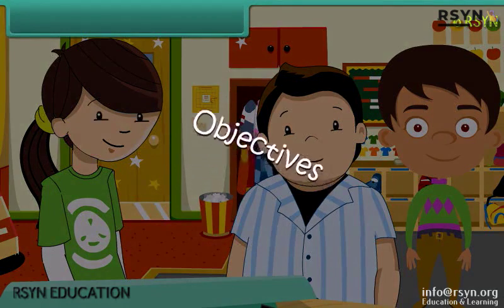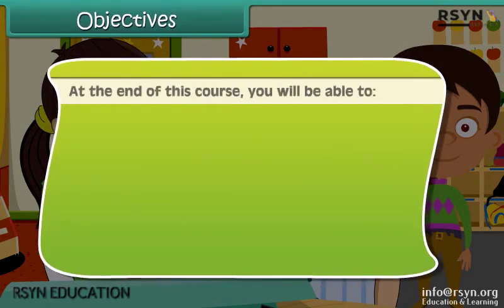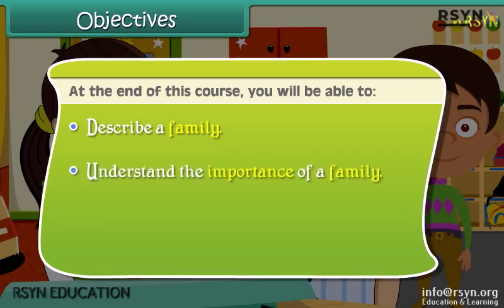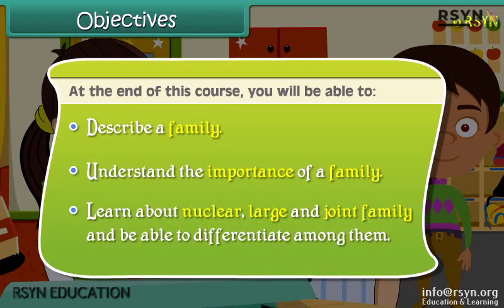Objectives. At the end of this course, you will be able to describe a family, understand the importance of a family, learn about nuclear, large, and joint family, and be able to differentiate among them.